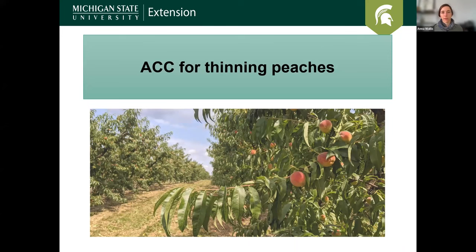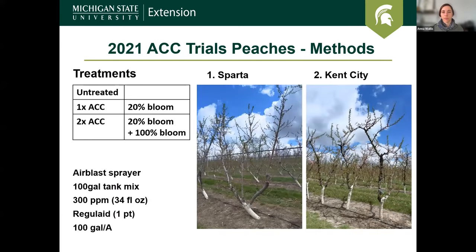So the second part of my talk is looking at ACC in peaches and just some work that we did over the past year. For this work, we set up some trials in two commercial orchards, and we looked at only three different treatments. We looked at an untreated control, and then either one or two applications of ACC at 20% bloom, and then about 4 days later at 100% bloom.